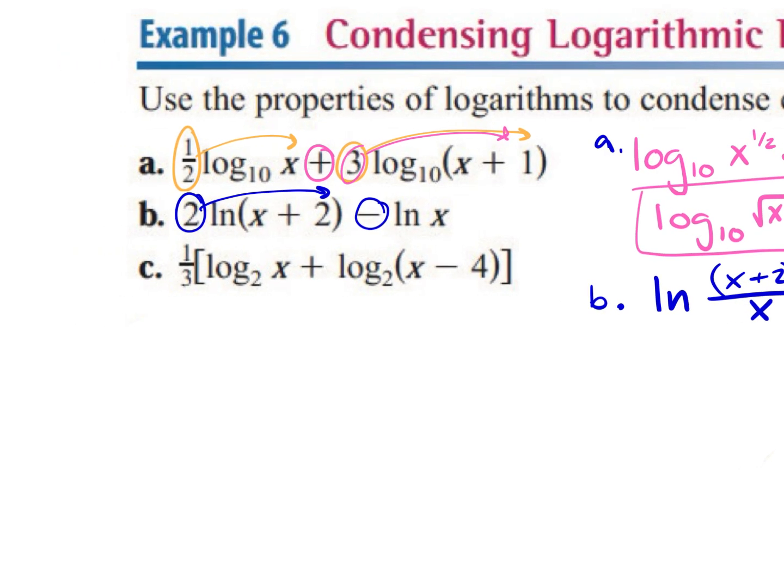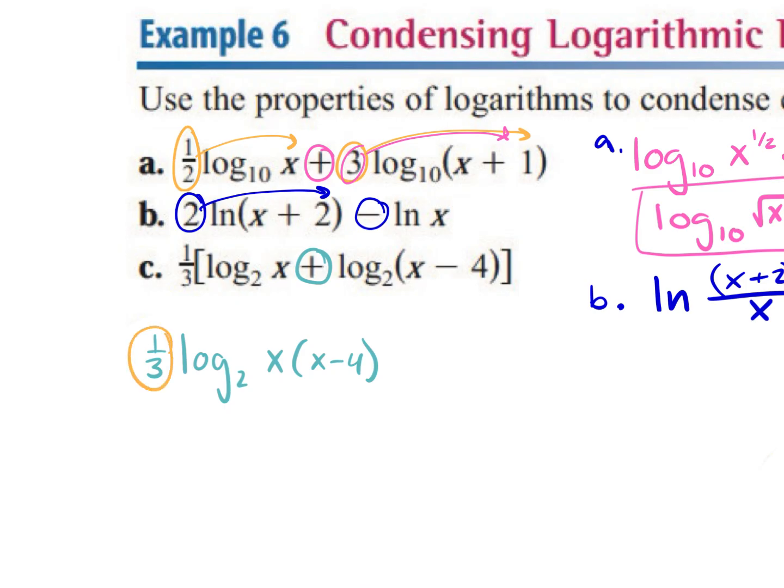For C, let's do inside the parentheses first. So we're adding, what goes with addition? Multiplication. So we have the log base 2 of x times x minus 4. And then this is times 1/3. What do we do with the coefficient?